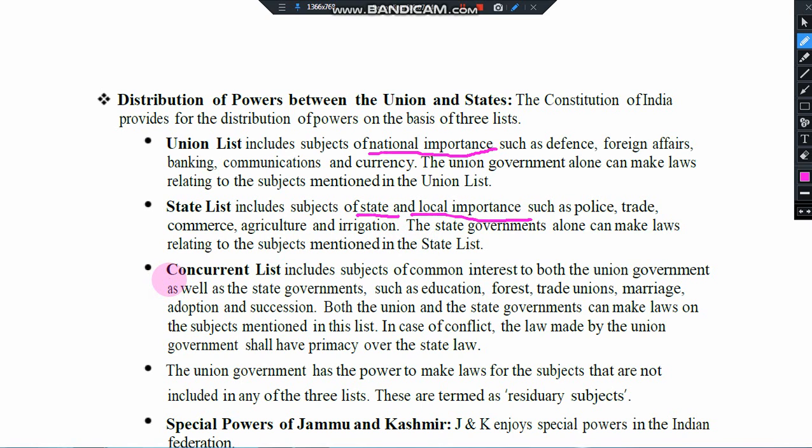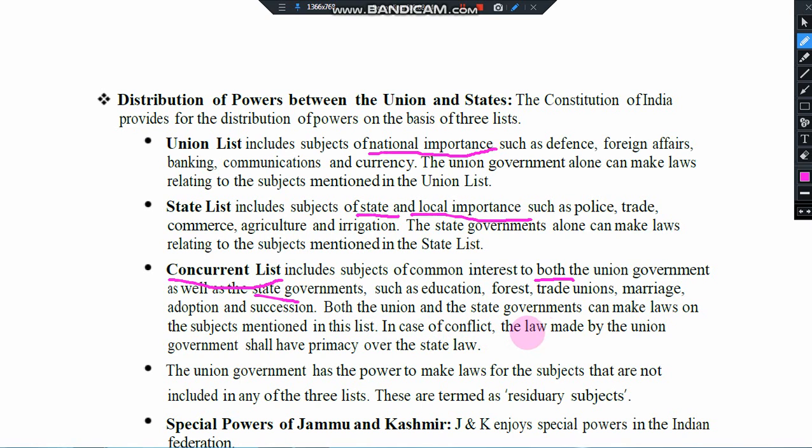We have third, that is concurrent list. It includes subjects of common interest to both the union government and the state government. We need to understand whatever subjects are important for the union government as well as for the state government, such as education, forest, trade unions, marriages, adoption and succession, etc. Both the union and the state governments can make laws on the subjects mentioned in the list.